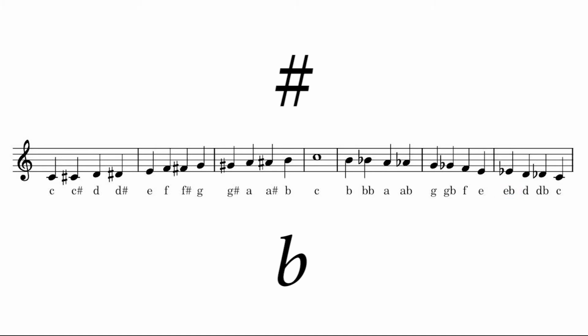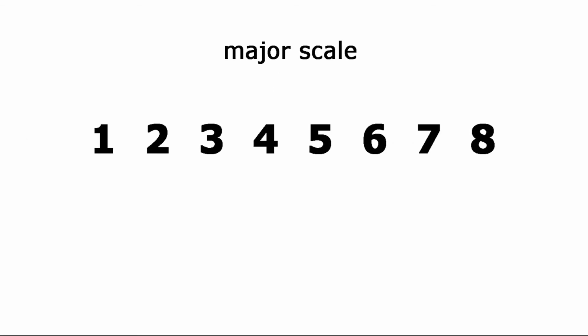Now, if we take those 12 notes and only use a specific selection, we get different scales. One of the most common scales in Western music is the major scale, which consists of 7 different notes, all of which are either a half step, 100 cent, or a whole step, 200 cent apart. The 8th note here is the next one from the same family as the note we started from.